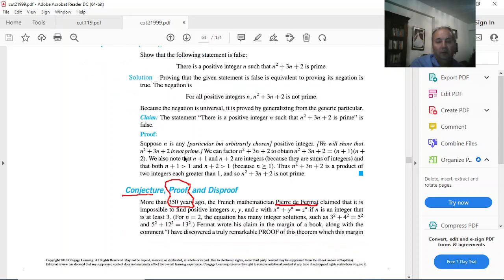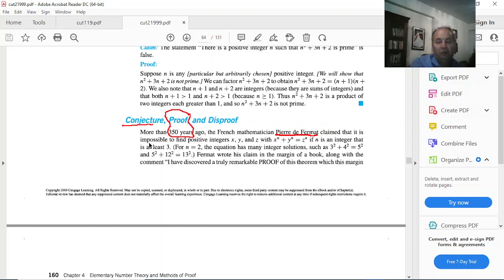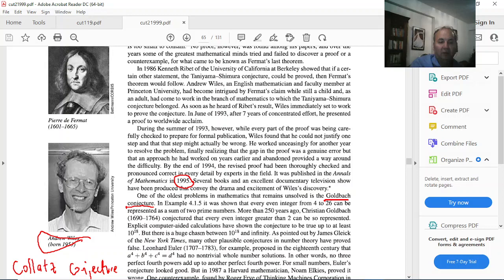And conjecture, proof, and disproof. This is the most important question. What is a conjecture? Please try to answer this question in the class, because it's a new word. Try to learn this one. We will work on it. For example, Fermat's conjecture, 350 years later, was solved by Andrew Wiles, and it was published in 1995. And it was proposed in the 1640s. This is so strange, right?